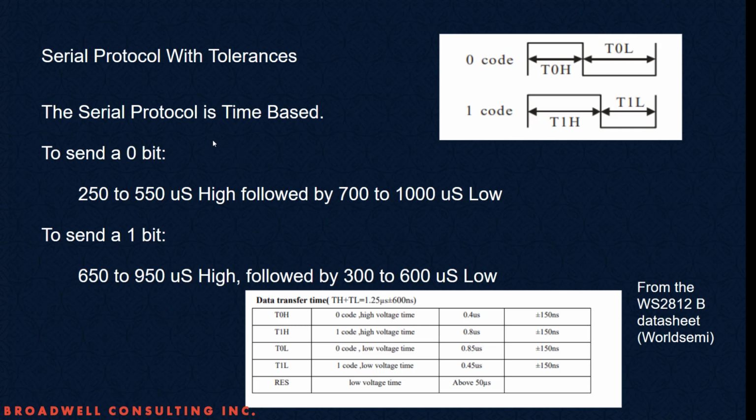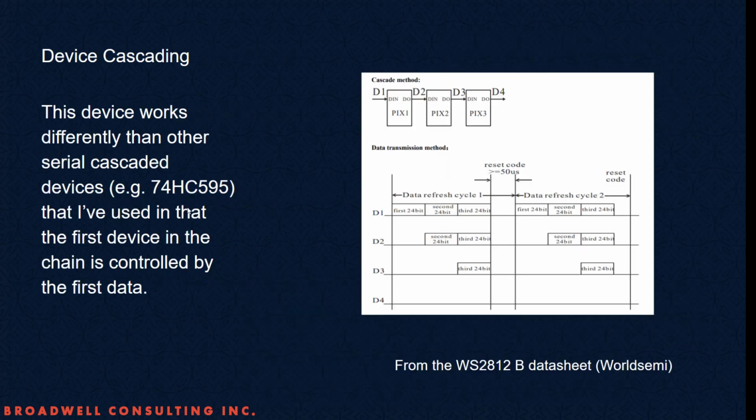When we take a look at that, with the tolerances involved, the 0-bit initial value can have 250 to 550 high, followed by 700 to 1,000 low. So there's actually a fair amount of slack in there. For a 1-bit, it's 650 to 950 high, followed by 300 to 600 low. All of these are in the datasheet from World Semi, who makes the WS2812B.